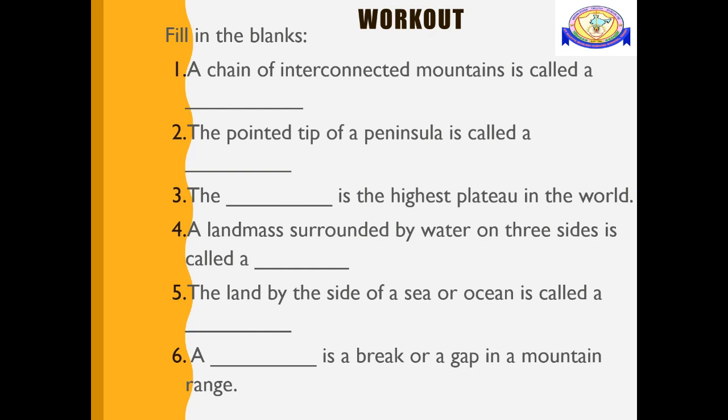Fill in the blanks. A chain of interconnected mountains is called a dash. The pointed tip of a peninsula is called a dash. The dash is the highest plateau in the world. A landmass surrounded by water on three sides is called a dash. The land by the side of a sea or ocean is called a dash. A dash is a break or a gap in a mountain range.